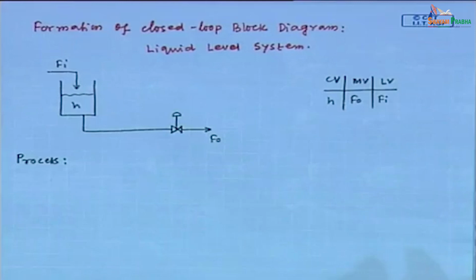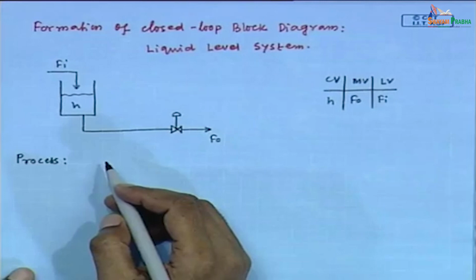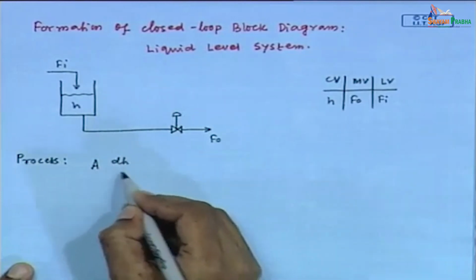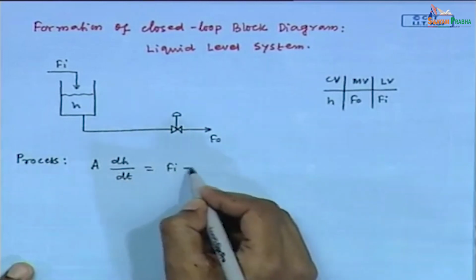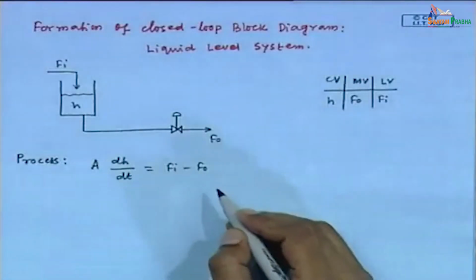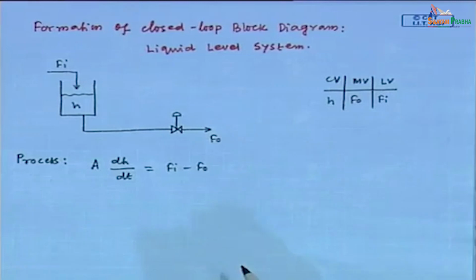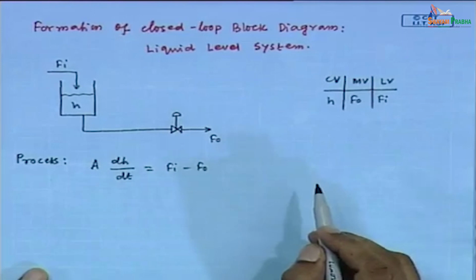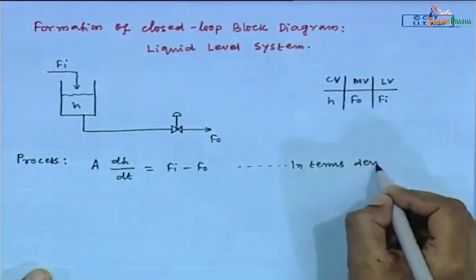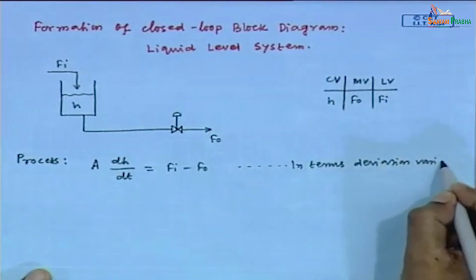We need to develop the transfer function of the process in terms of GP and GD. For developing the transfer function of a process, we need the model. So, the model we can represent by this ordinary differential equation, A dH/dt equals Fi minus F naught. This is the modeling equation for the liquid level system. Here we are not using a prime superscript to represent the deviation variables. H, Fi, F naught are deviation variables, so this equation is written in terms of deviation variables.